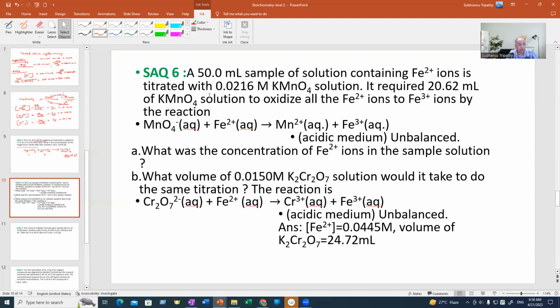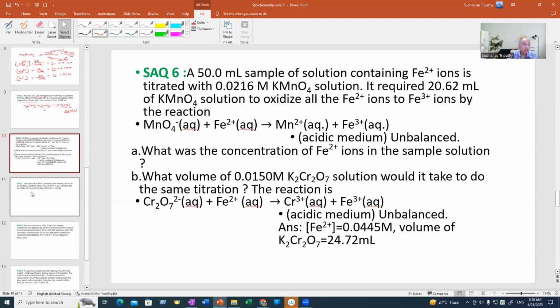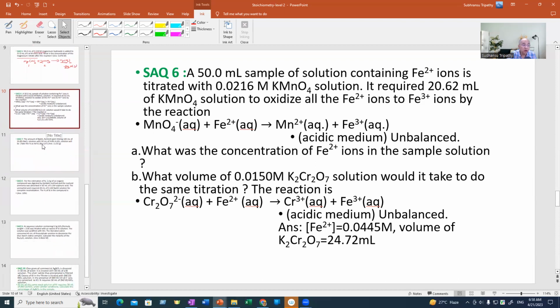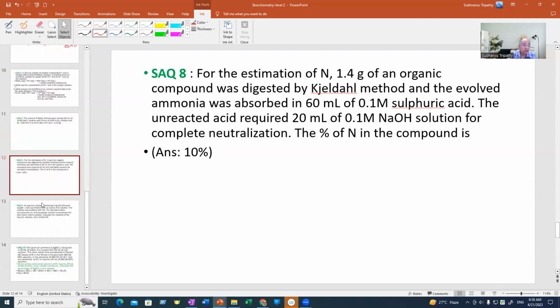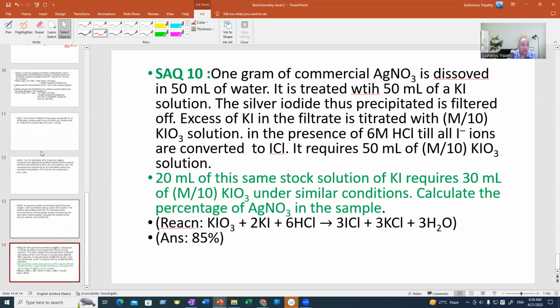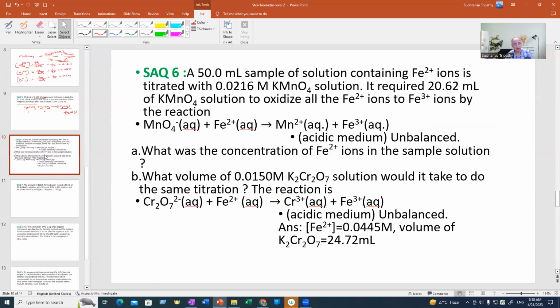Never mind if we cannot complete today whatever questions that I have collected for you. So we are left with 1, 2, 3, 4, and 5. We will complete them, and also we'll be taking back some problems on the level 1 stoichiometry, which does not involve any solution concentration.